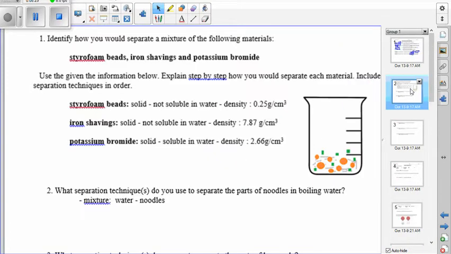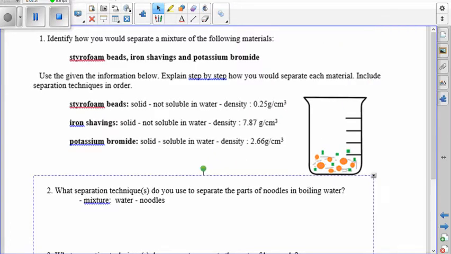What about, we'll hit some of the heavy hitters on the back of your bell work. So this is the bottom half, I think, right? Is this the bottom half or the back? One is bottom half, okay. Identify how you would separate a mixture of the following materials: styrofoam beads, iron shavings, and potassium bromide. Let me see here. I gave you guys the densities. I told you a little bit about them.